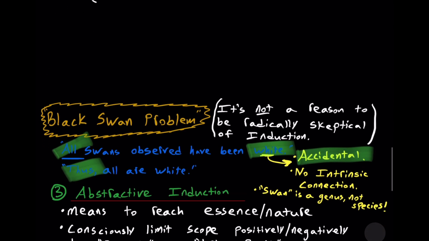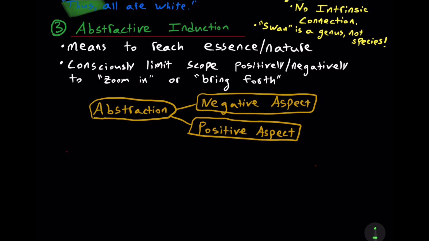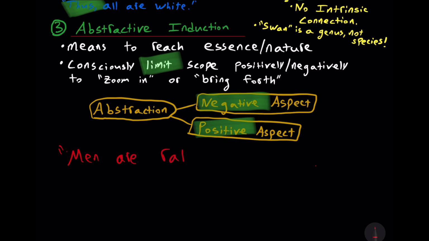Next we have abstractive induction. And this is a means to reach an essence or nature of something, where we consciously limit the scope of our thinking positively and negatively to zoom in or bring forth something. And there are two aspects of abstraction, a negative aspect and a positive aspect. It's a matter of concentration, so to speak, to eliminate what's not important or essential and focus in on what's important or essential. Consider men are rational animals.